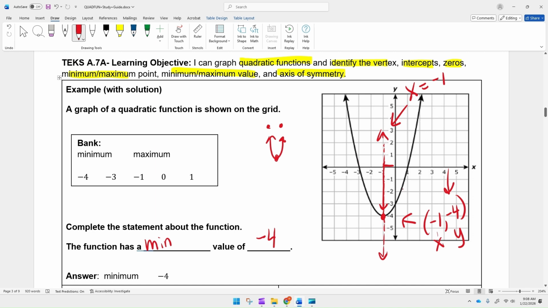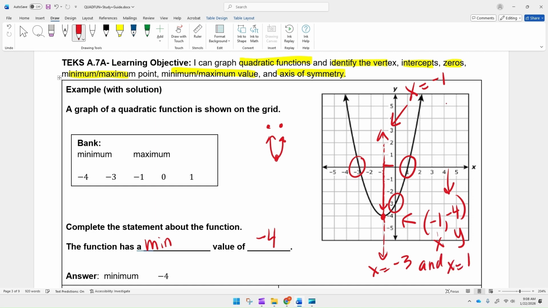I'm also going to talk about the y-intercept that crosses the y-axis, and our x-intercepts, or what we like to call them, the zeros of the graph. We also call them the roots. So the x-intercepts on this graph are x equals -3 and x equals 1.